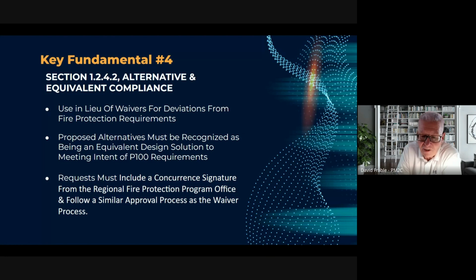All proposed alternatives and equivalencies, including products, must be satisfactory and compliant with the intent of either the code or P100, and be at least equivalent to what the code or P100 prescribes in terms of quality, strength, effectiveness, fire resistance, and safety.